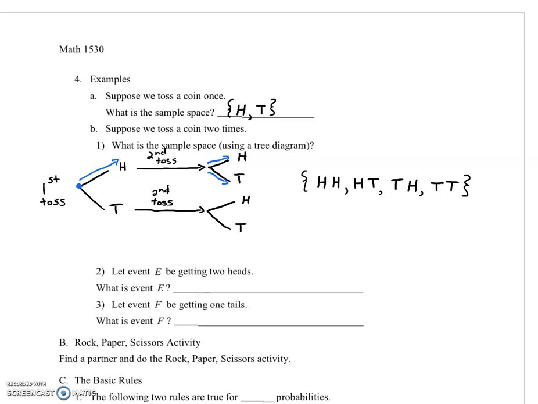So number 2 says, let event E be getting 2 heads. And that means when we toss it twice. So event E would equal, now events are sets also, so they get curly braces. And if we look at the 4 options from our sample space, only one of them is an HH, and that's getting 2 heads. So HH would be our event E. Event F is getting 1 tail. So how many ways are there to get 1 tail? Well, we could either get a head first and a tail second, or we could get a tail first and a head second. So this time, our event has 2 options in it.